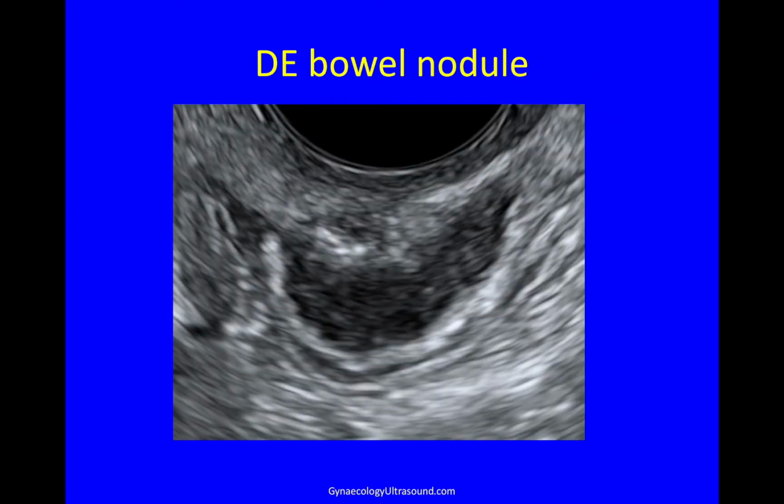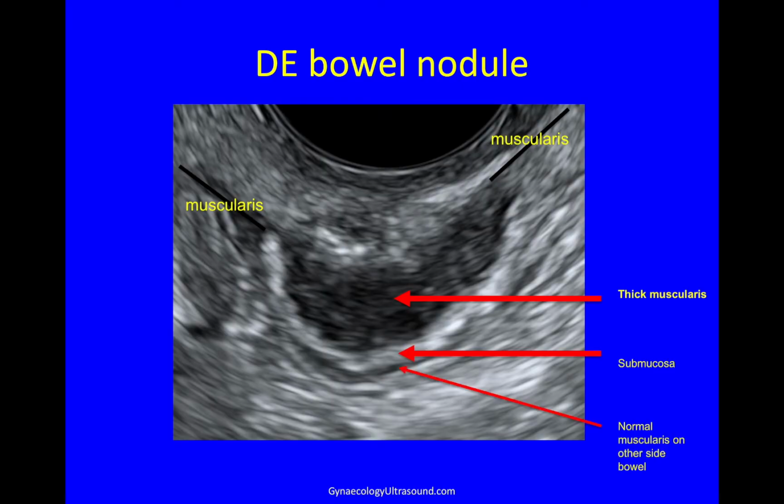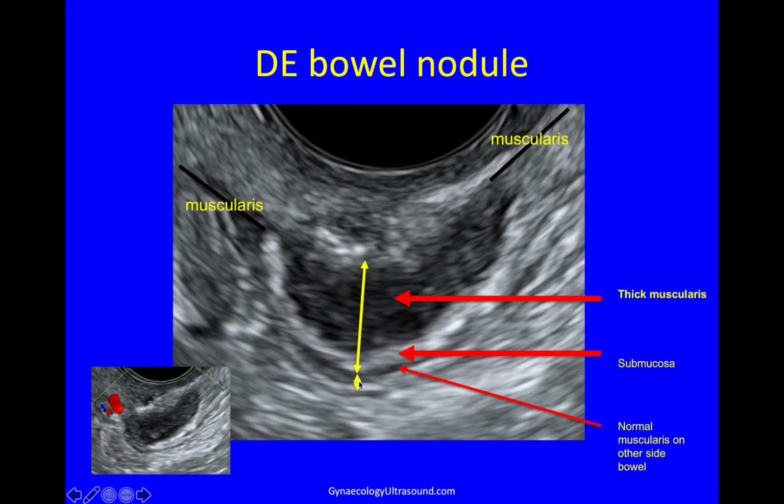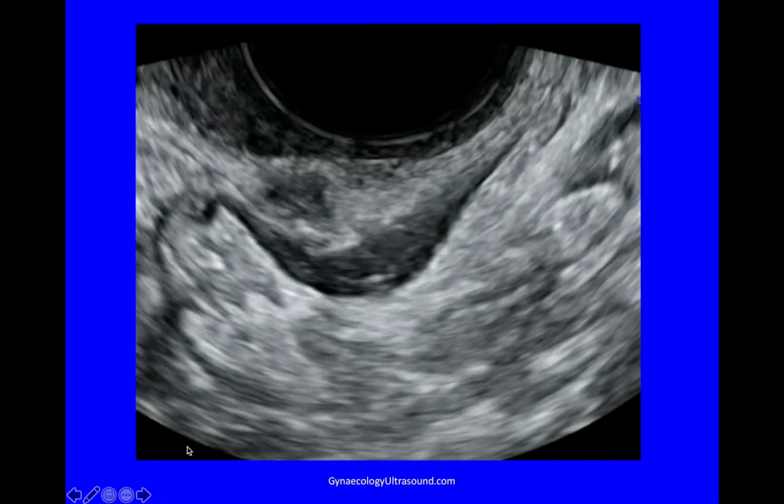And this is what a bowel nodule looks like. So that's the abnormal muscularis. This is normal muscularis. And then we've got the submucosa, mucosa, the other side muscularis. And you can see the discrepancy in the thickness of the wall. One's very thick, the anterior wall, and the posterior wall is always normal. And you put some colour on just to check. If there is a lot of vascularity in this, you need to think of a different diagnosis other than just endometriosis. And it's always this side of the bowel, it's not that side.